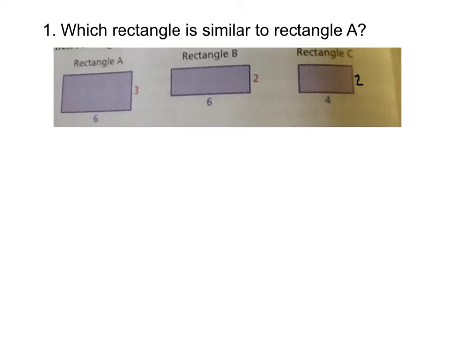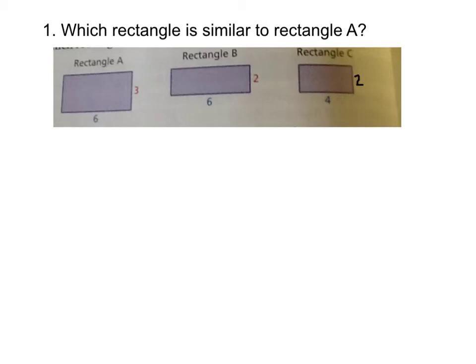Example number 1. Which rectangle is similar to rectangle A? Now, rectangle A, if you look at it, has a height to width ratio of 3 to 6, or you could say a length of 6 and a height of 3. But we have to see which rectangle, B or C, is similar to rectangle A. So each figure is a rectangle. So we know all of the angles are already congruent. All of these angles are 90 degrees, all of these angles are 90 degrees, and all of these angles are 90 degrees. So we cannot use angles. We have to see if their corresponding sides are proportional.